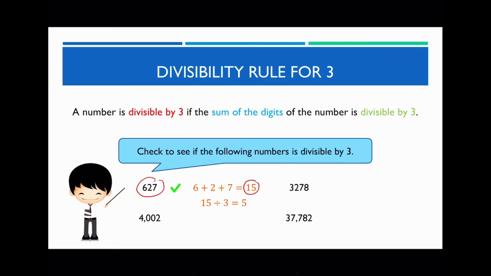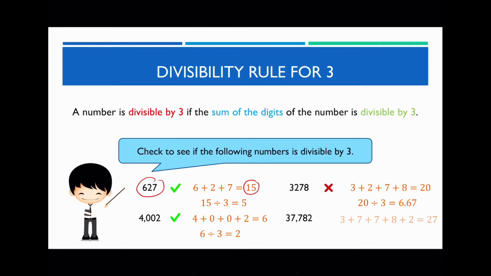4002, again, what I'll do is I'll add 4, 0, 0, and 2. That will therefore equal 6. 6 divided by 3 is equal to 2. So again, a nice whole number. So therefore, in this case, 4002 is also divisible by 3. 3278. So add all these numbers together. This gives me 20. 20 divided by 3 does not give me a nice whole number. So therefore, this number over here is not divisible by 3.